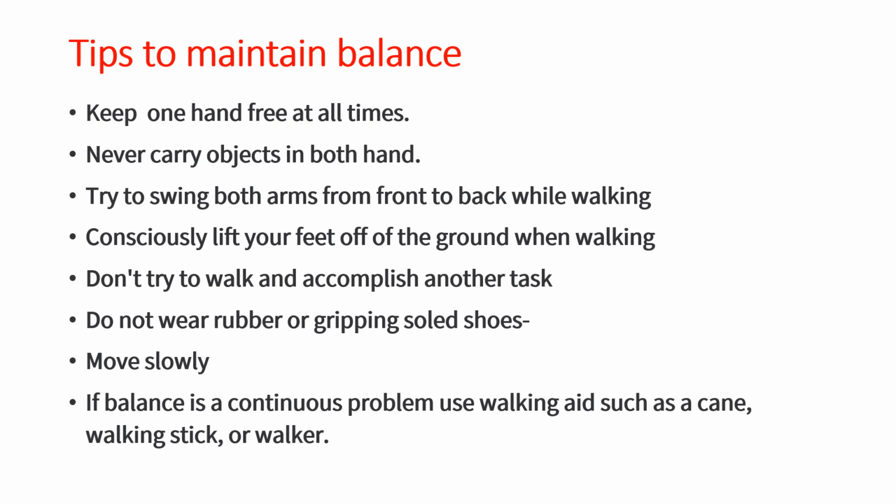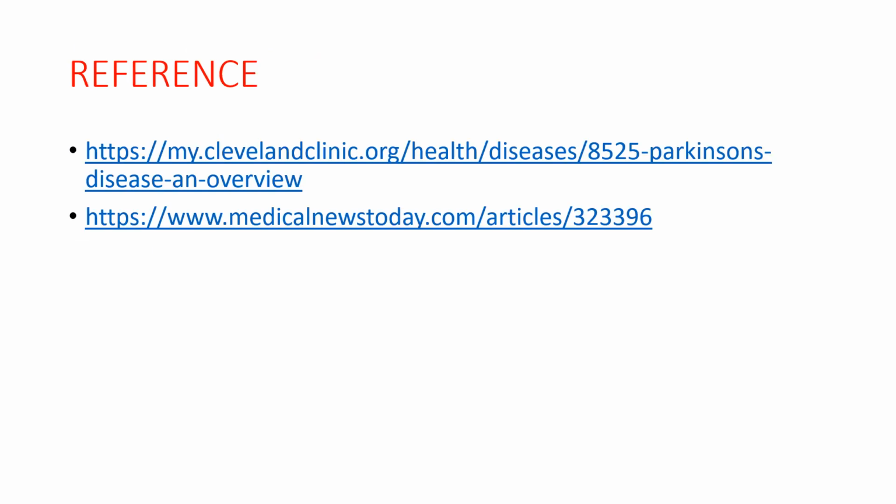And if balance is a continuous problem, use walking aids such as a cane, walking stick or a walker till you get balance. So this is about Parkinson's disease. Parkinson's disease is a nervous system disease characterized by tremor, rigidity and bradykinesia. It happens because of nerve cell damage or nerve death. When the nerve cells get damaged, no proper communication takes place from the brain to other parts of the body and you will get tremor, like shaking. When we touch a current, how you get jerking? That is tremor. Rigidity and bradykinesia.